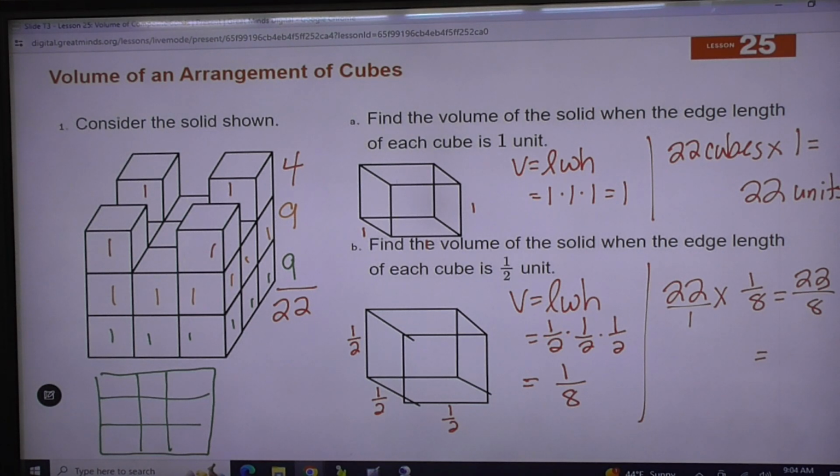8, 16, 2 is 6 over 8. So 2 3/4 or 2.75. So either way, y'all say it's correct. It's the same number. 2 3/4, 2.75, same exact thing.